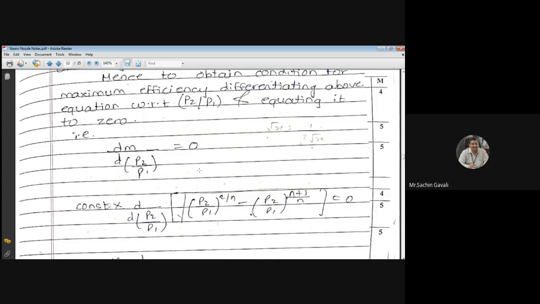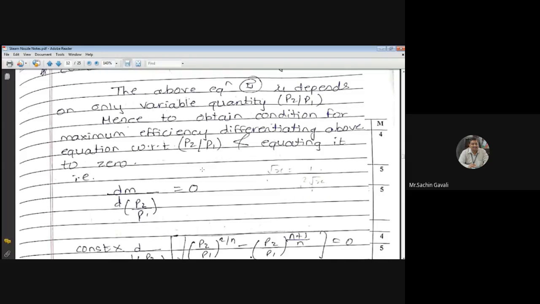Okay, everybody got this condition? Anything we have to go for maximization or minimization, this is the condition. We have to find on which variable the equation depends, and the simple condition is that we differentiate the equation with respect to that variable and equate that differentiation equal to 0. This is the condition for anything we want to maximize or minimize. It is a mathematical condition.